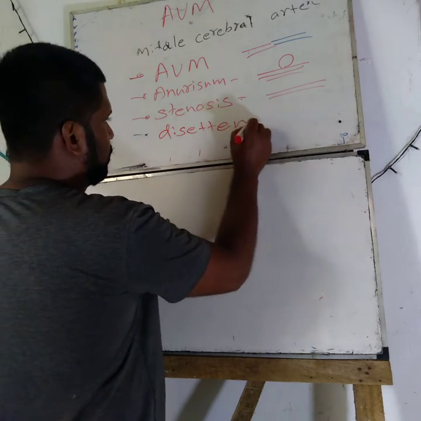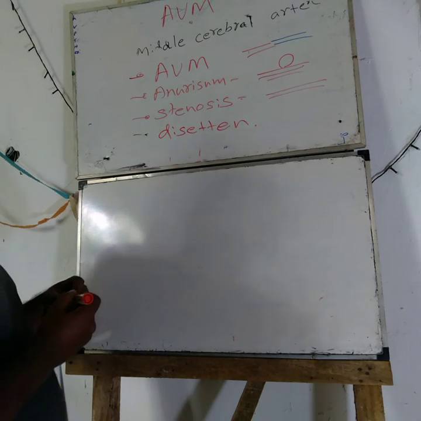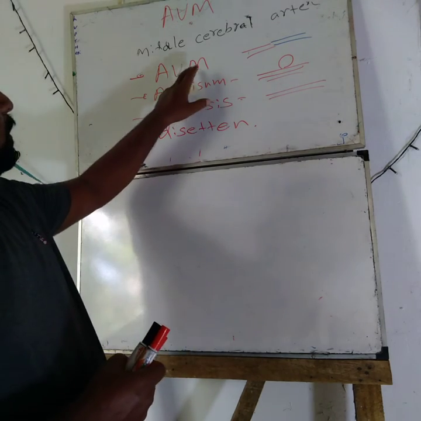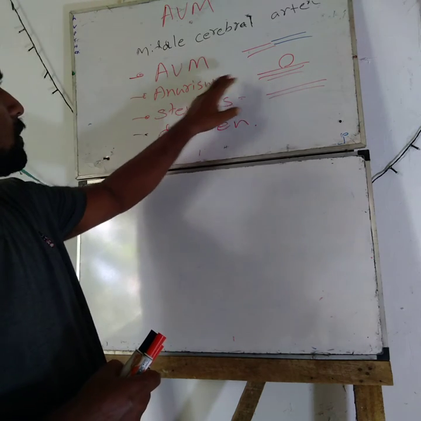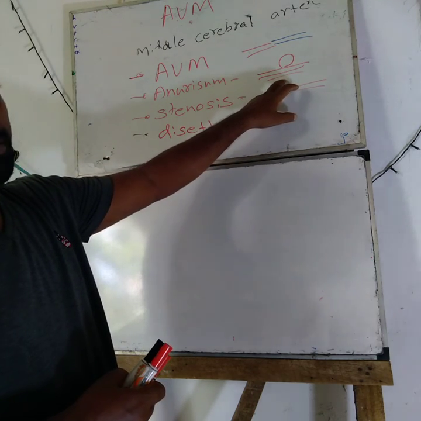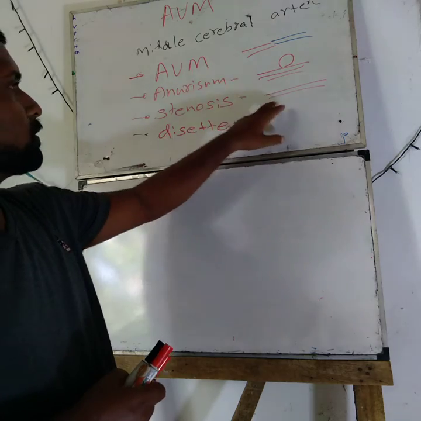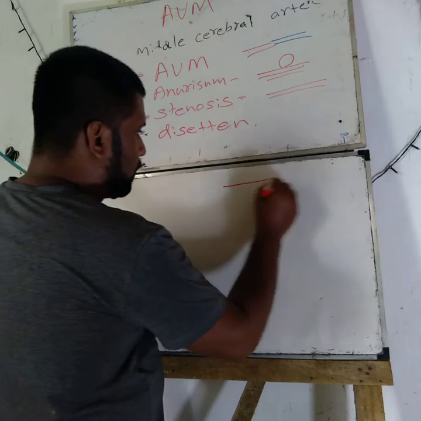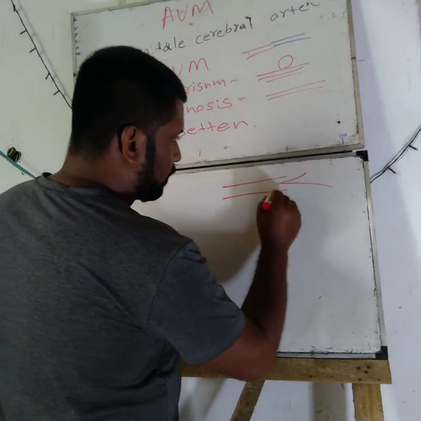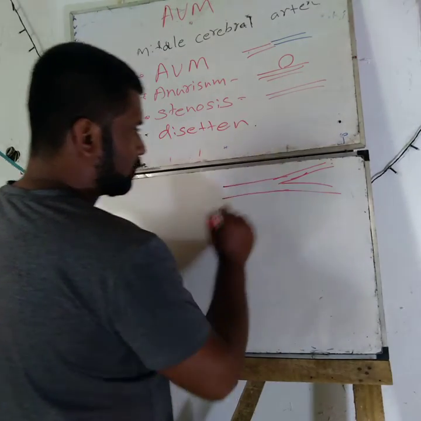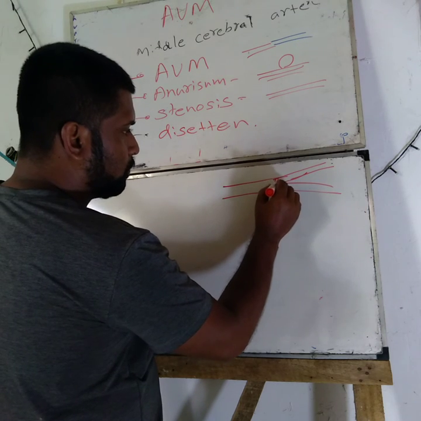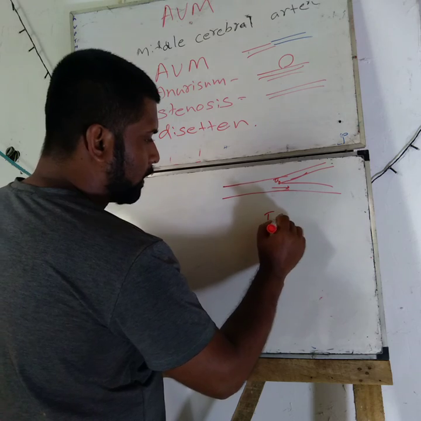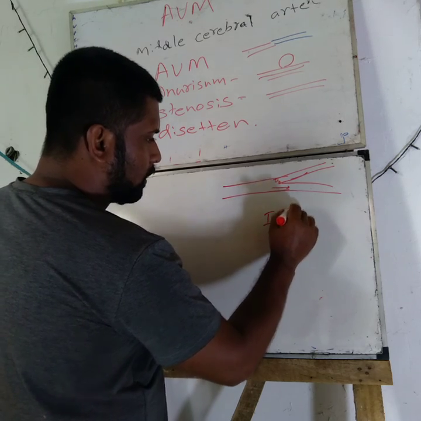Dissection, and stenosis, aneurysm, AVM. Aneurysm is the most important, the berry aneurysm. Stenosis is about the circulation. This is the circulation supply. This is some form of blocker. This is the internal carotid artery.